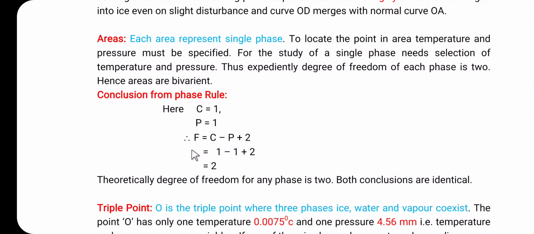That means the conclusion from the phase rule and the experimental conclusion, both conclusions are the same. So theoretically also, the degree of freedom for any area is 2. That means for any area it is 2, and both the conclusions are the same. So this is about the area.